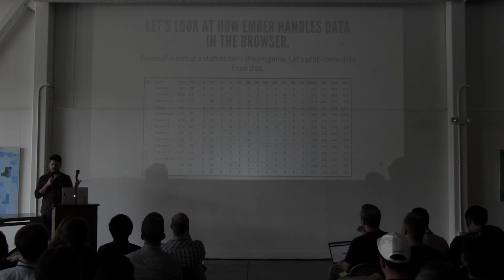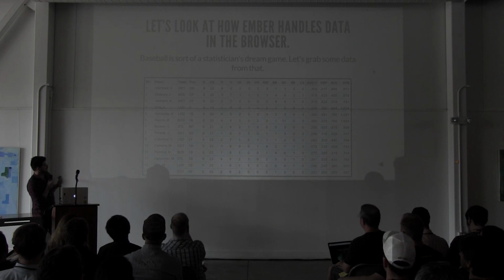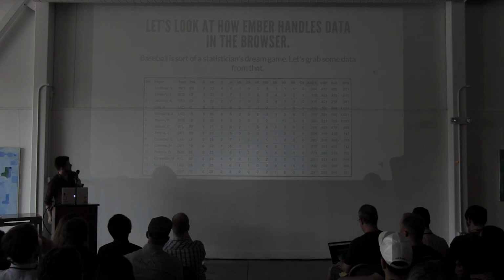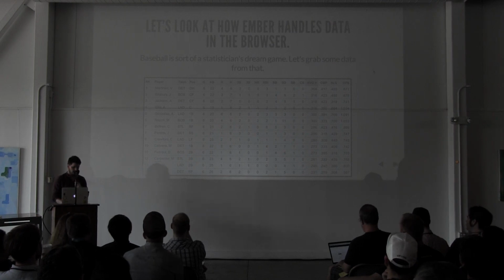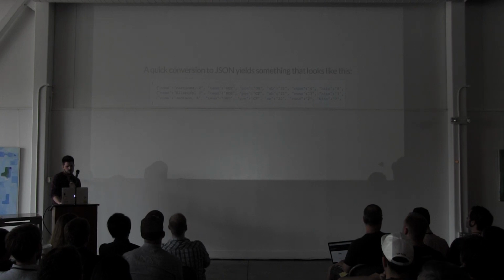Baseball is my sport of choice, and it's a statistician's dream game. I'm also a closet Detroit Tigers fan, so this is going to be really fun for me to revisit how Boston beat Detroit last year. And we'll take a look at that data. What I'm going to do is take the data from MLB.com and put it into an array, and we're going to make an array controller that handles this.